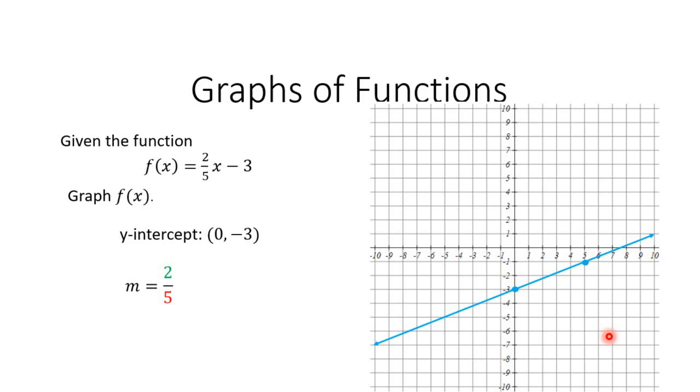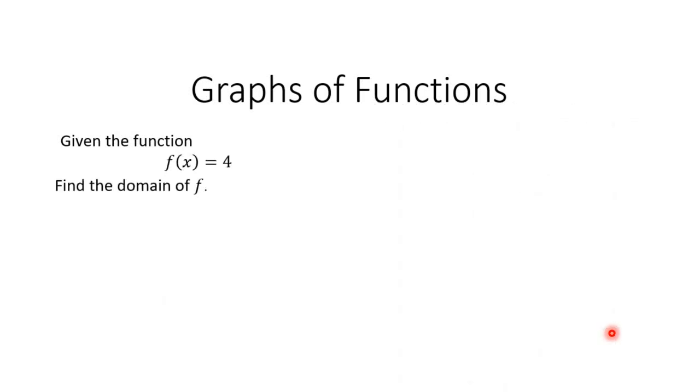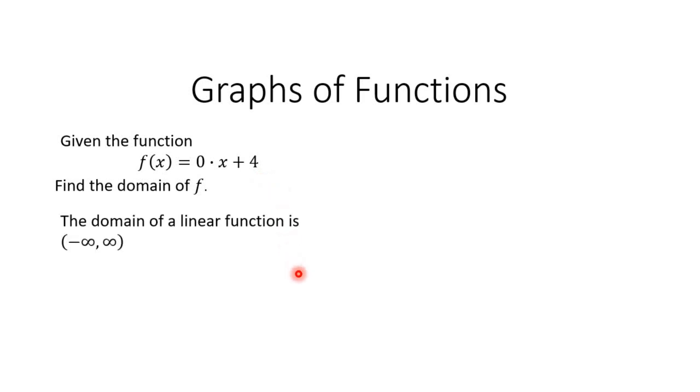Now let's take a look at this last example. Given this function, f of x equals 4, find the domain. Well, looking at this, it is also a linear function. If you write it as 0x plus 4, it means the same thing. And now we see that this is a linear function whose slope is 0. In mx plus b, m is 0, b is 4. So since it's a linear function, the domain is going to be negative infinity to infinity, just like all linear functions.